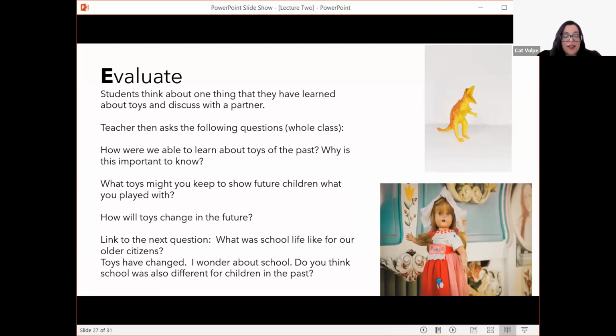And in this stage here, you're linking it to the next question. So after students have been looking at the past and the present and thinking about the concept of continuity and change, we can also be linking it to the next question, which is, what was life like for our older citizens? So students will be thinking that toys have changed. I wonder about schools. How has that changed? And that can lead to another inquiry.